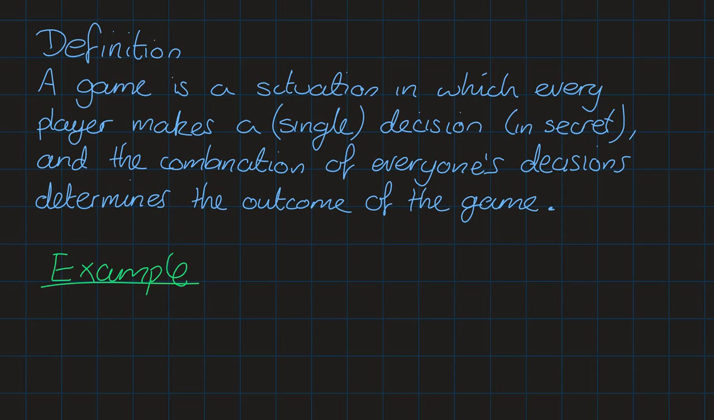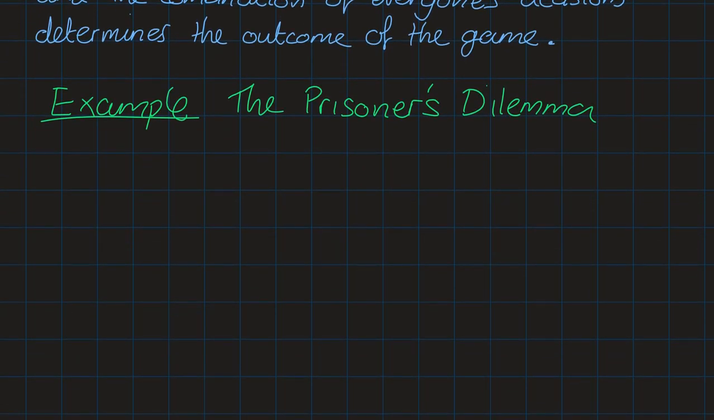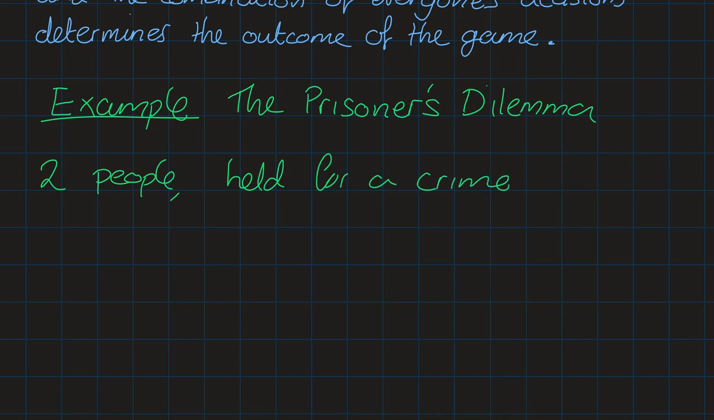And our example is going to be called The Prisoner's Dilemma. And it's a story, right? So the story is going to go like this. There are two people, and they're held on suspicion of committing a crime. The prosecution doesn't have enough evidence to convict both of them on their primary charges, okay? But it does have enough to convict them on a secondary lesser charge.